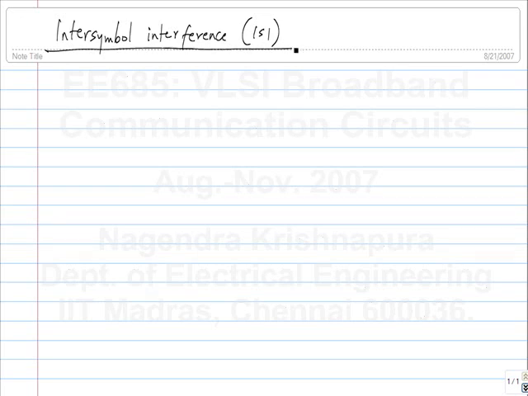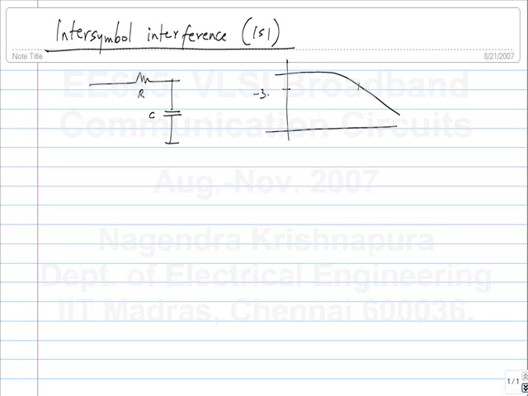We took the example of a low pass filter and saw that for a first order RC low pass filter, if the bandwidth of the filter is about a third of the data rate, it's okay, but below that you can start getting significant ISI. Let's say we have this RC, the response is something like this, and this is the minus 3 dB point.